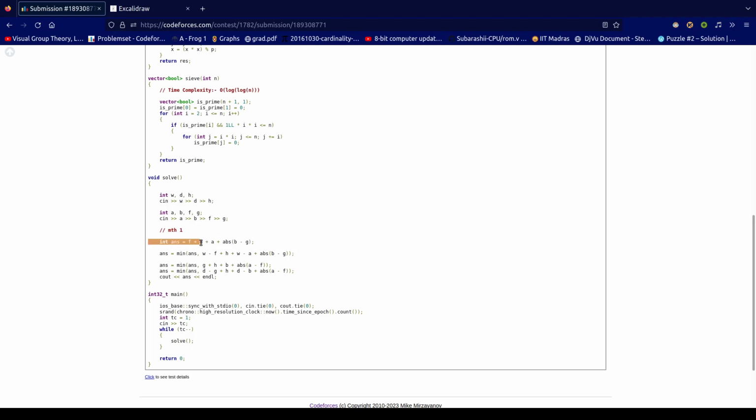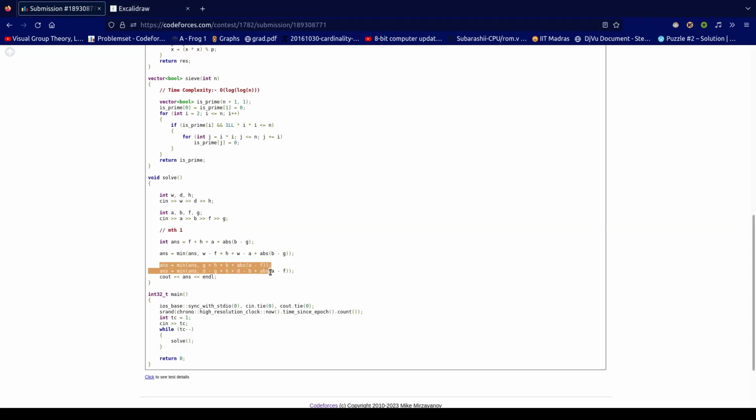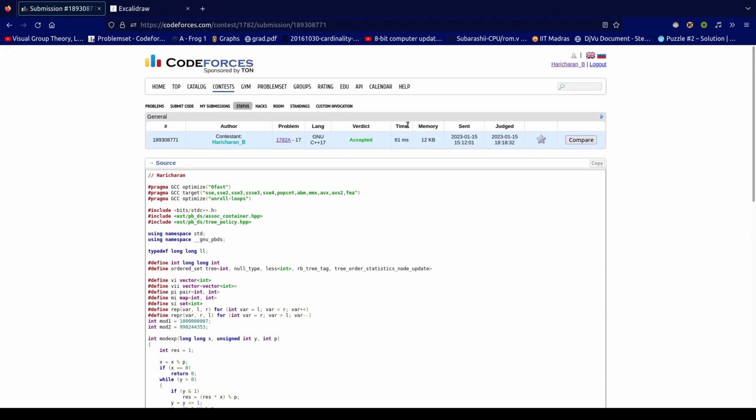So this F plus H plus A plus absolute value of B minus G, that is basically this thing over here. And then you also have this thing, and you have some for the other two also. Based on this, you can just output the minimum of this, and you can see that actually this is passed. Now let's have a look at the second problem.